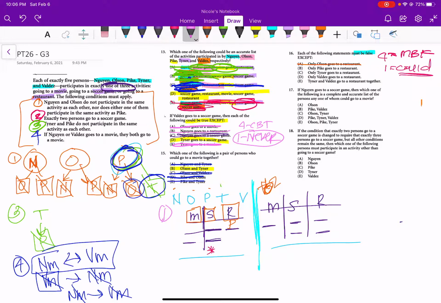All right, C, only T goes to a restaurant. So if only T goes to a restaurant, once again, I'm just going to start making my boxes down here. This would mean N and V are either going to the movie together, or P and O are going to this, and P and O cannot be together, so this one doesn't work.